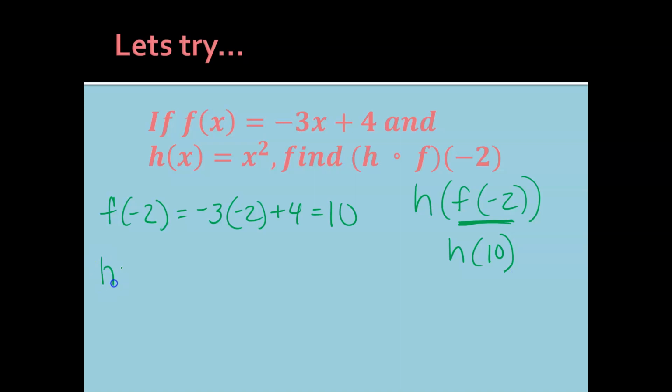And now I need to find h of 10. Okay? So that means I take my h function and replace all the x's with 10. So now I have 10 squared, which equals 100. So my final answer would be 100. And I hope you got that as your final answer also.